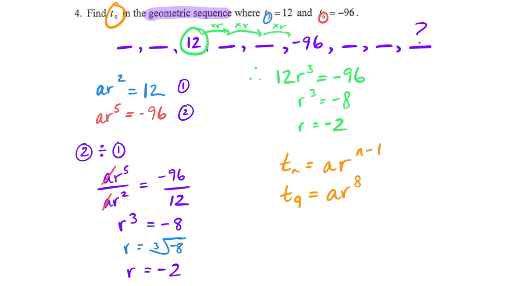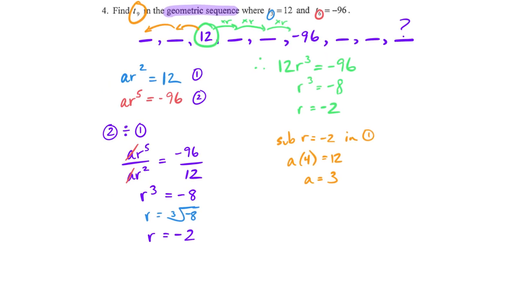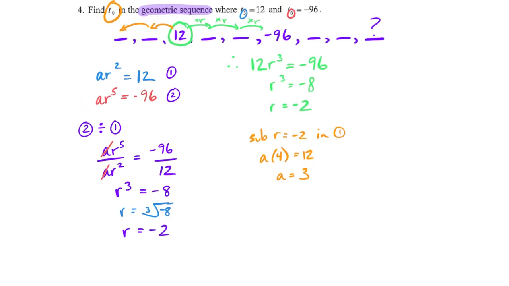I don't know what A is. So I need to either backtrack and figure out what A is, or if I used my system method, I can now just sub R equals negative 2 back into one of my originals. Well, if I do that, I'll just sub it back into 1 because the numbers are easier. That's an A times 4 equals 12, and very quickly I come up with an A value of 3. Okay, now that I have that, I should be good to actually answer the problem.